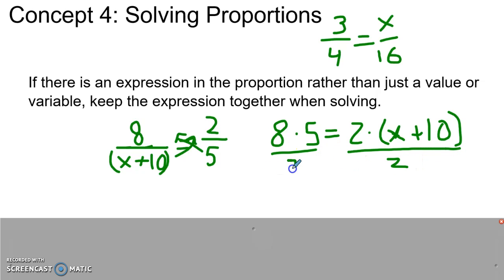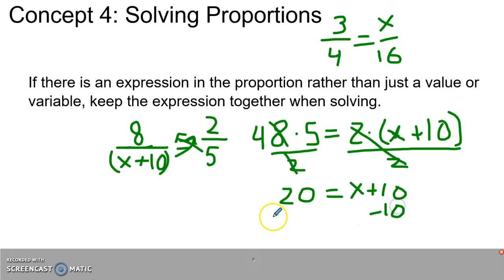Divide by 2, divide by 2, that'll cancel. And now I can actually eliminate this, factor that out. So I divide by 2 for each. So I have 4 times 5, 20, equal to x plus 10.